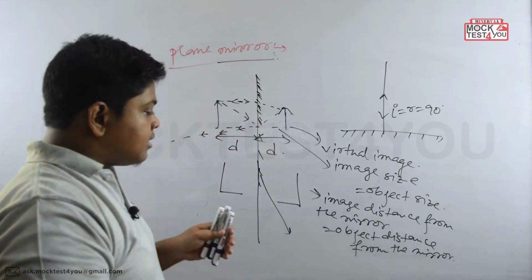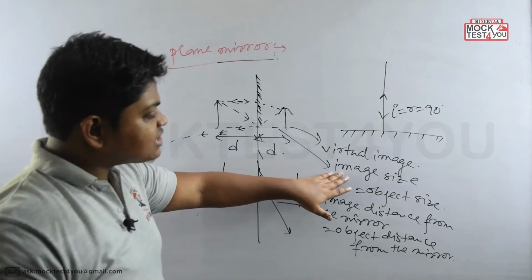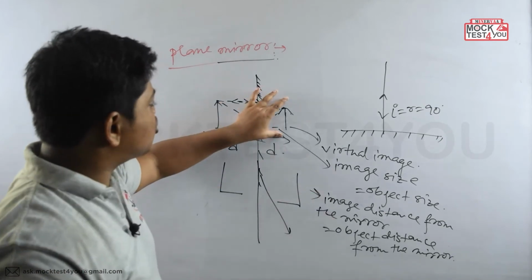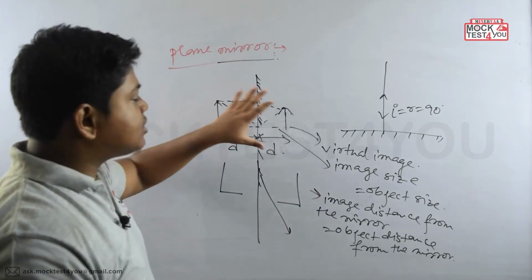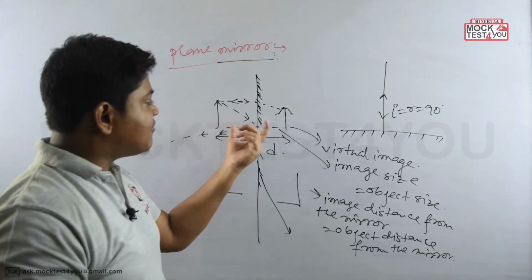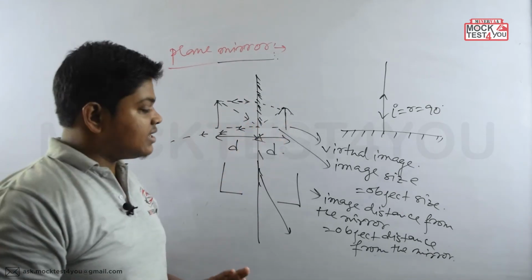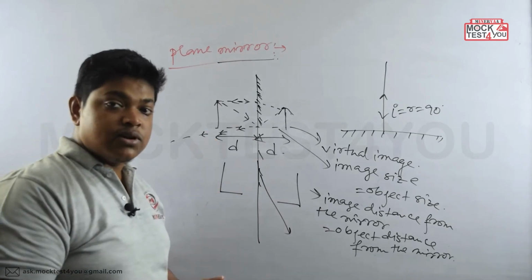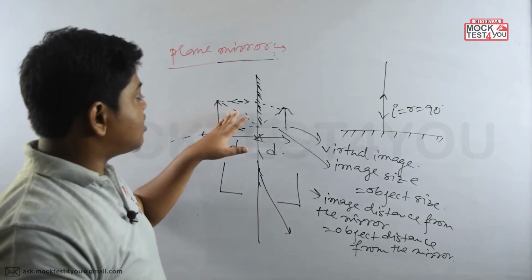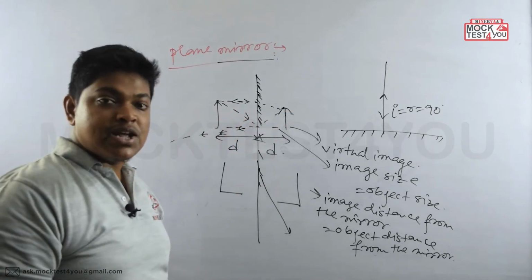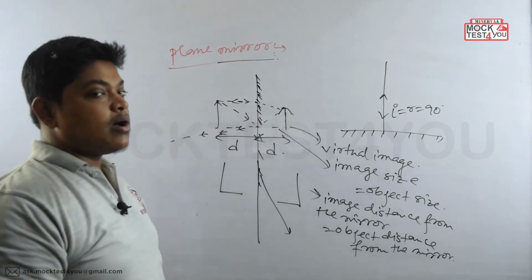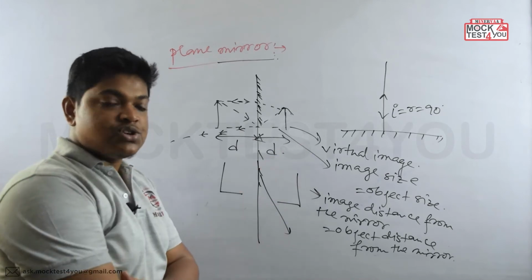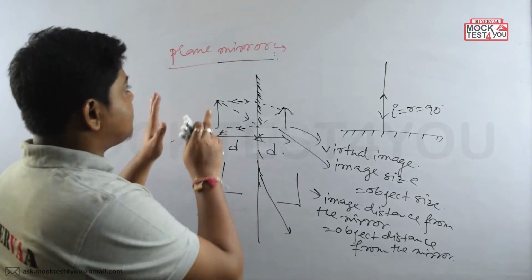Okay. Now, the next property: the image size is equal to the object size. They are both the same size and both at the same distance from the mirror. The last property is lateral inversion, which we have already discussed: the left side of the object will appear at the right side of the image, and the right side of the object will appear at the left side of the image. So this is the summary of the plane mirror.